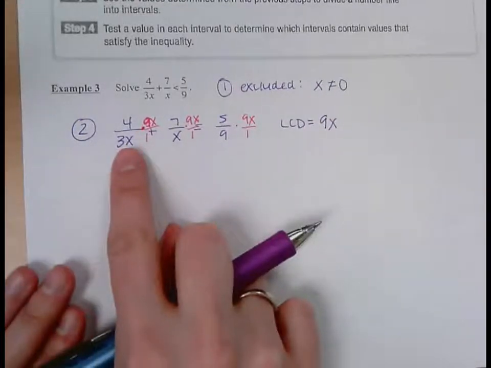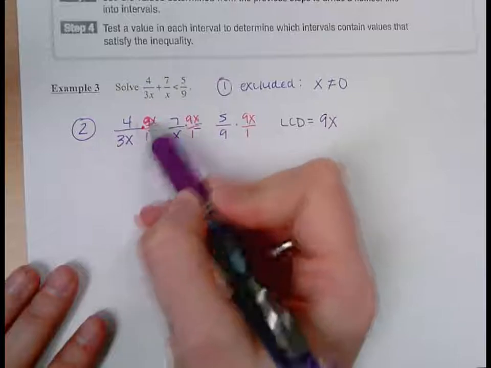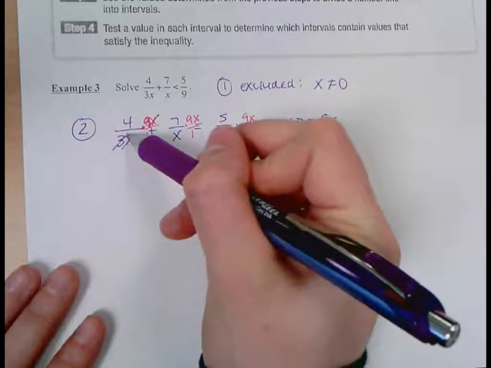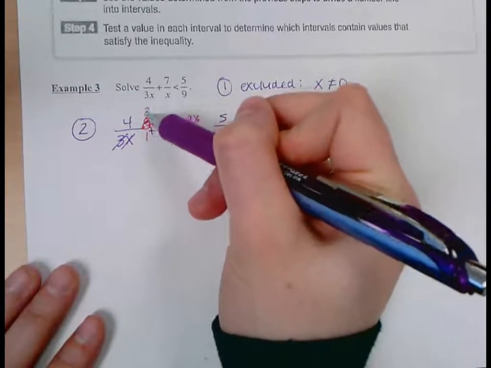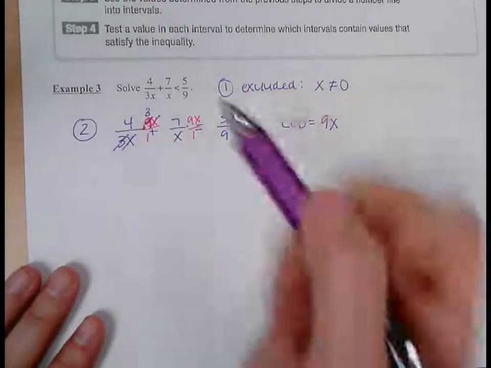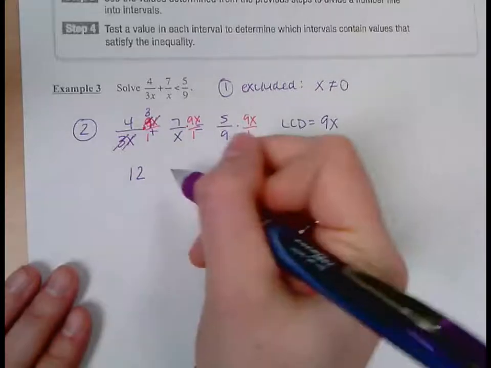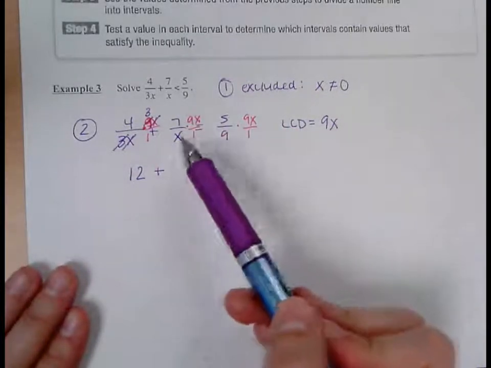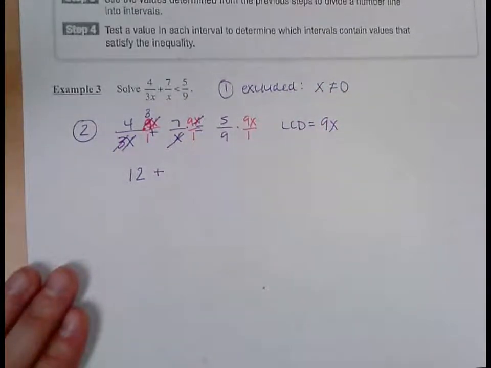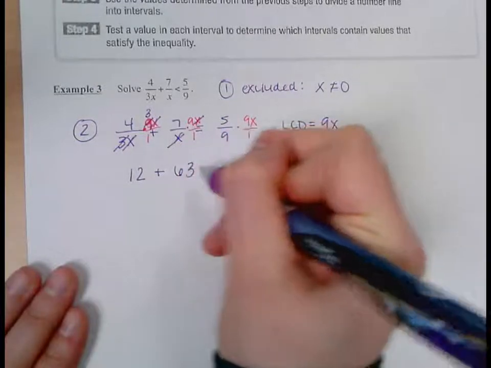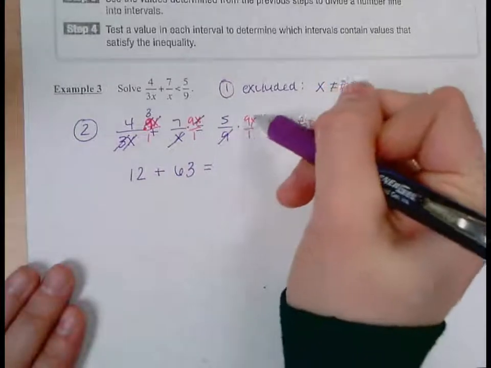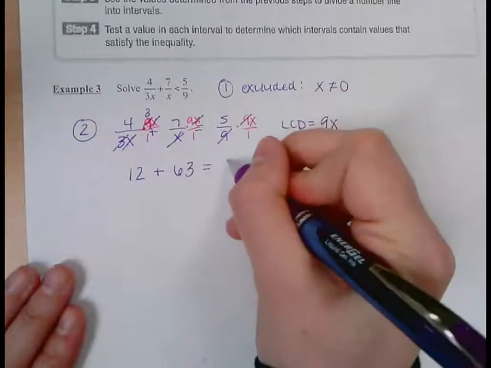So that first fraction, if I cross-simplify, I have 3x and 9x. So the x's will cancel out, and the 3 will cancel out. The 9 will be divided by 3, so the 9 would become a 3. So then multiplying across the top, I would just have 4 times 3, so then I would just have 12. The second fraction, the x's cancel out, and so across the top I now just have 7 times 9, so I have 63. And then on the right side of the equal sign, the 9's cancel, but I still have the x, so multiplying across I have 5x.